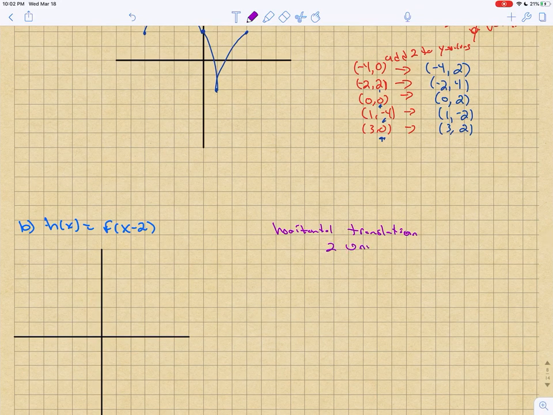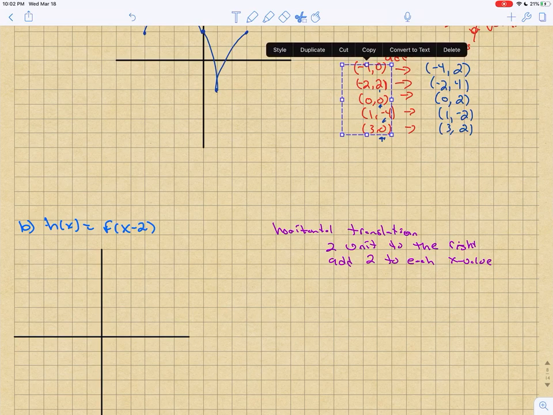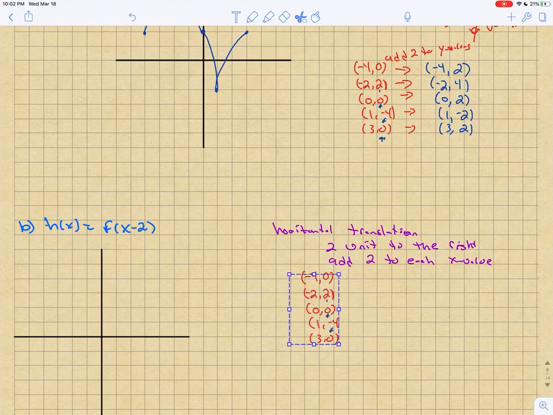Right, it's 2 units to the right. We're going to add 2 to each x value. So again, we know our points. These are our points right here. We're going to add 2 only to the x, leaving the y values alone.